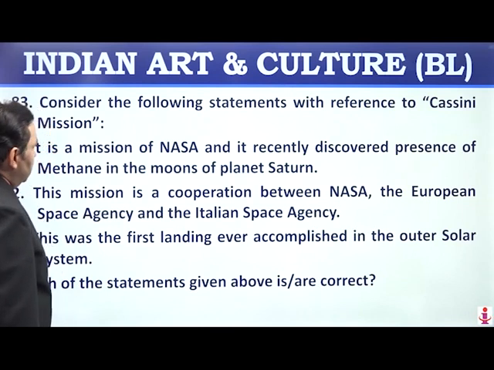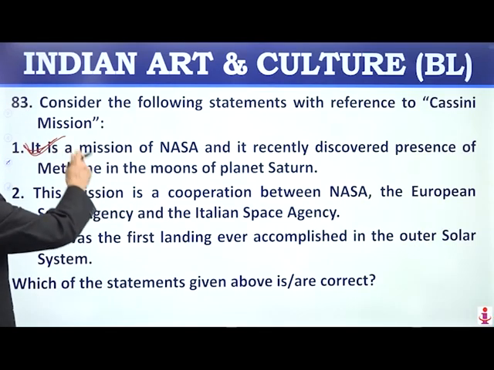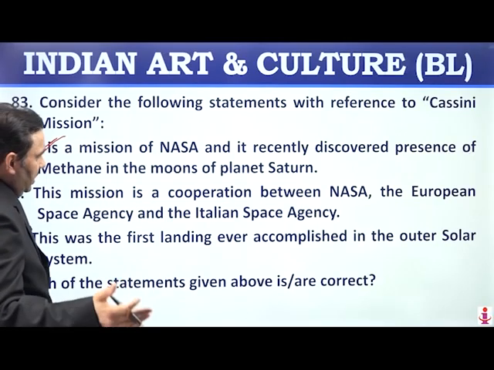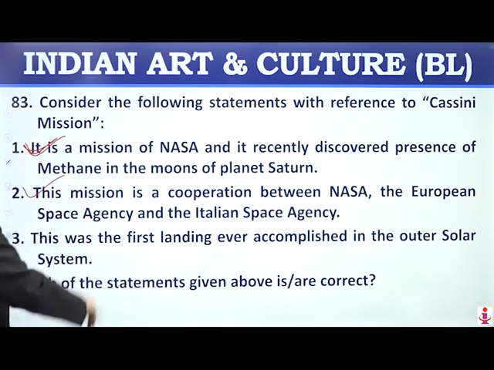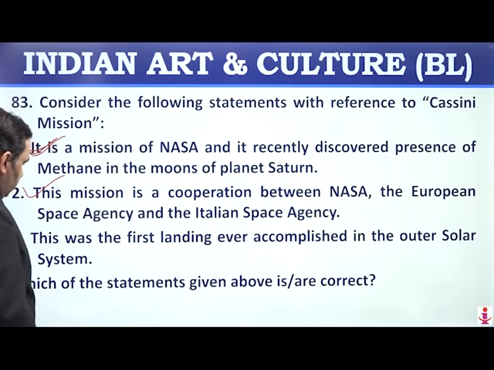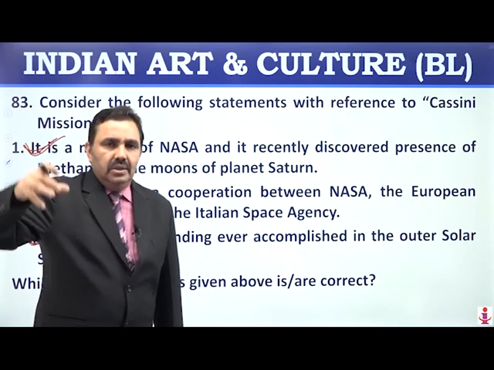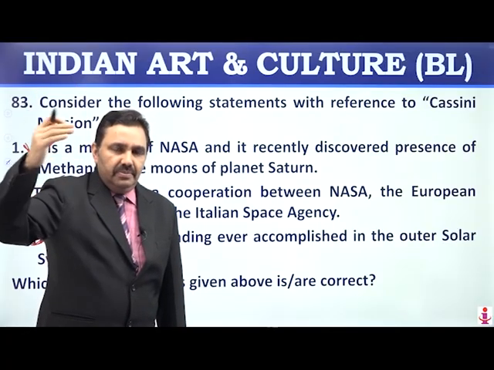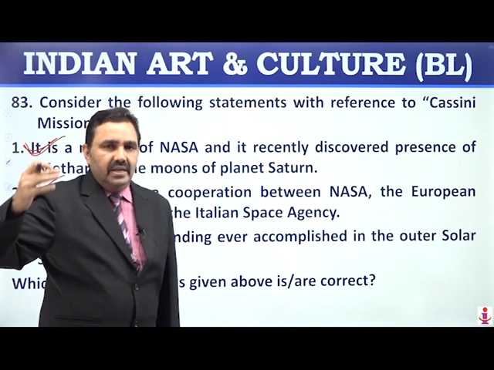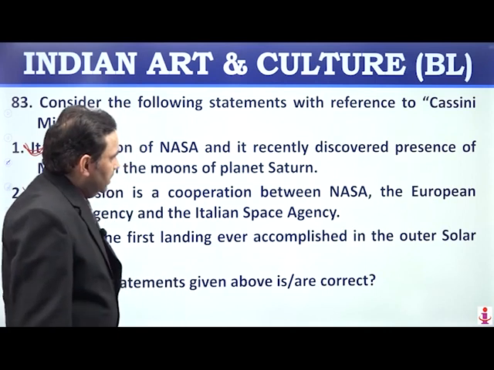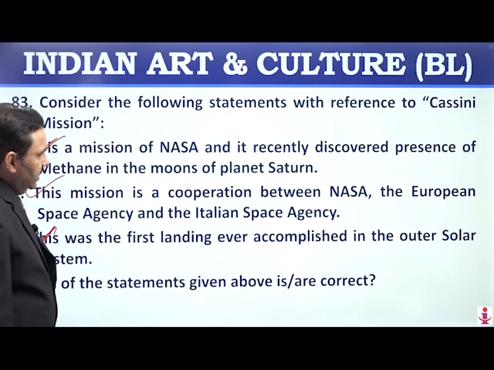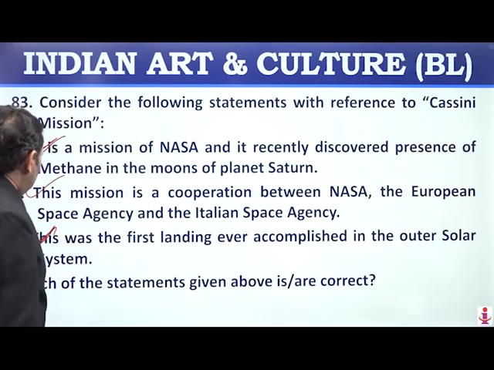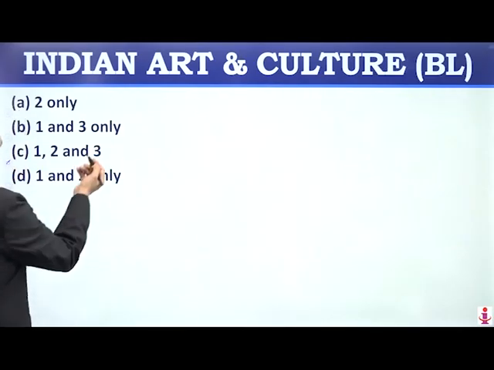Cassini mission, it's a mission of NASA, and it recently discovered presence of methane in the moons of planet Saturn, correct. This mission is a cooperation between NASA, European Space Agency and Italian Space Agency, correct. It was the first landing ever accomplished in the outer solar system, of course, but it's not a soft landing. It was hard landing. So it moved down slowly, and during that moving process, it analyzed the atmospheric composition of Titan, the planet Saturn's moon, and found methane. 1 to 3. C.